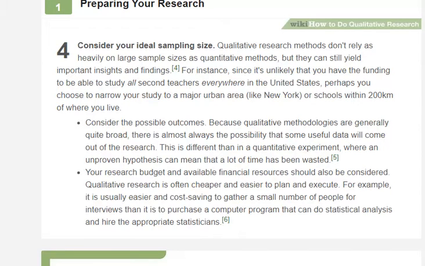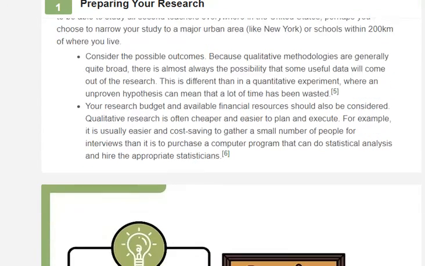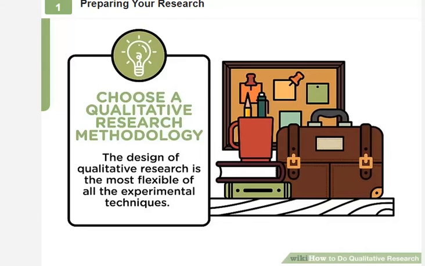This is the difference than in quantitative experiments, where an unproven hypothesis can mean that a lot of time has been wasted. Your research budget and available financial resources should also be considered. Qualitative research is often cheaper and easier to plan and execute. For example, it is usually easier and more cost saving to gather a small number of people for interviewing than it is to purchase a computer program that can do statistical analysis and hire the appropriate staff.